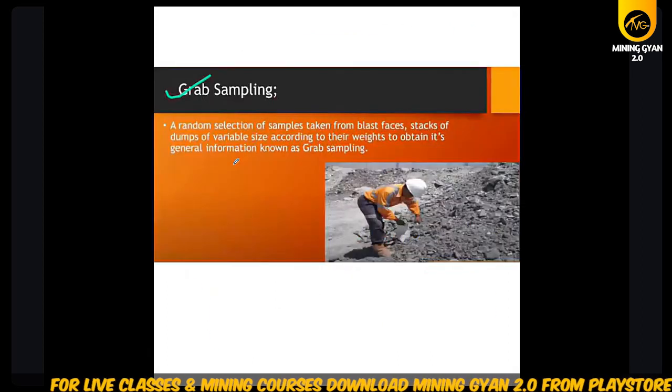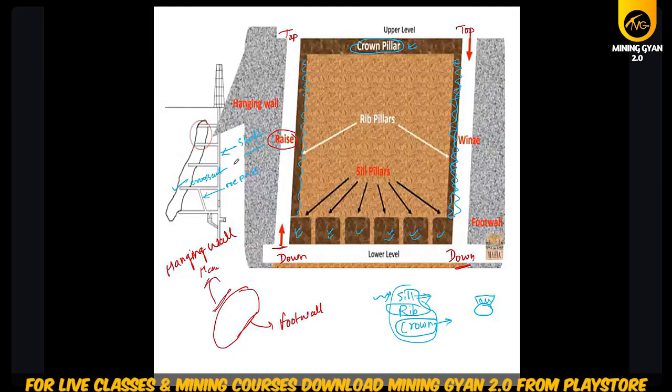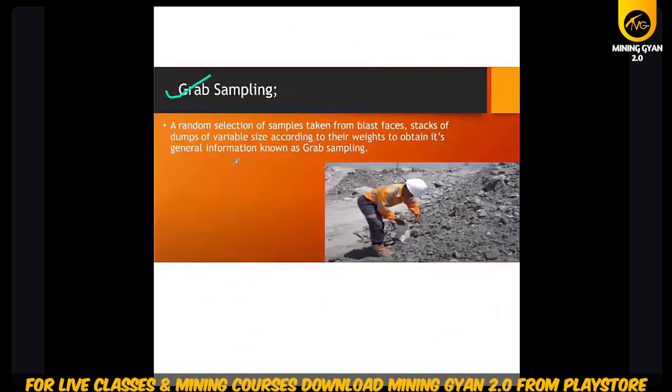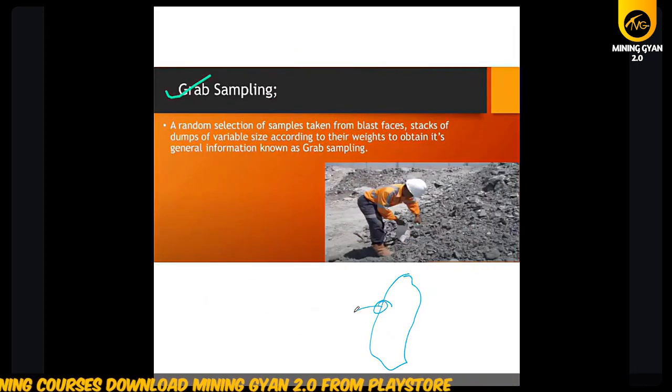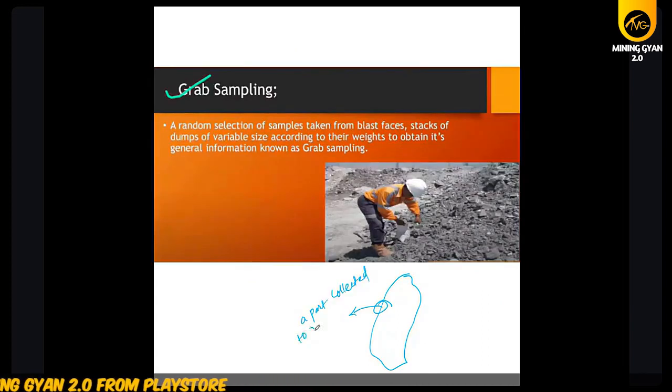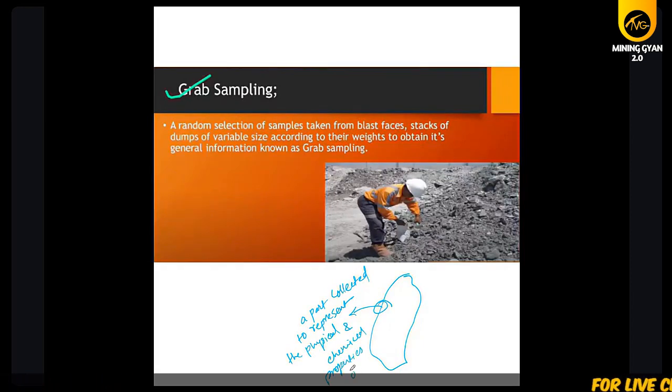Today we will start from sampling. Okay. So what is sampling? Sampling is, suppose this is your ore body. So we will take a part. So a part is collected to represent the physical and chemical properties of your ore body. Okay. So what is sampling?